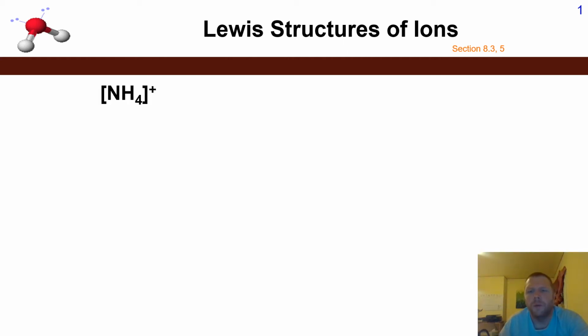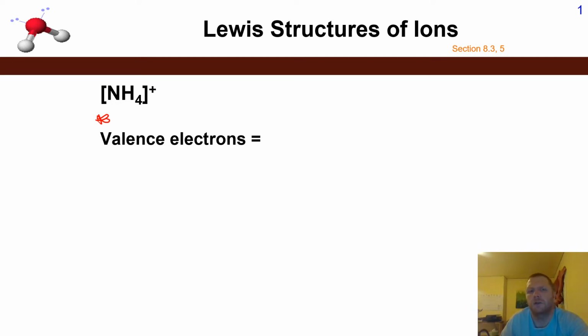All right, so now what we're going to do is take this drawing of Lewis structures to the next step. And we're going to draw the Lewis structure for a particular ion. This ion right here is the polyatomic cation, ammonium. Ammonium has an overall +1 charge.